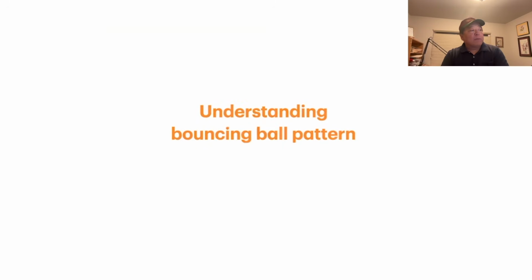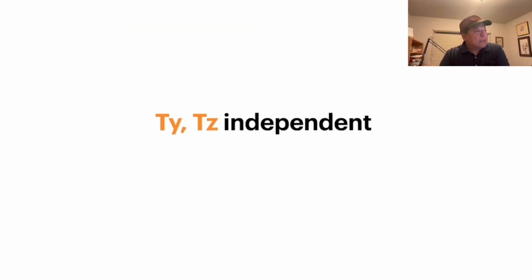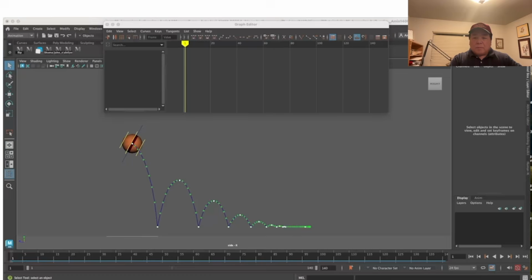The first thing I want to talk about is understanding the bouncing ball pattern. And that's a big concept I want you guys to take home, which is that your TY, your up and down, and your TZ, your front and back movement, are independent. They are not related. That means you can treat each of them individually.